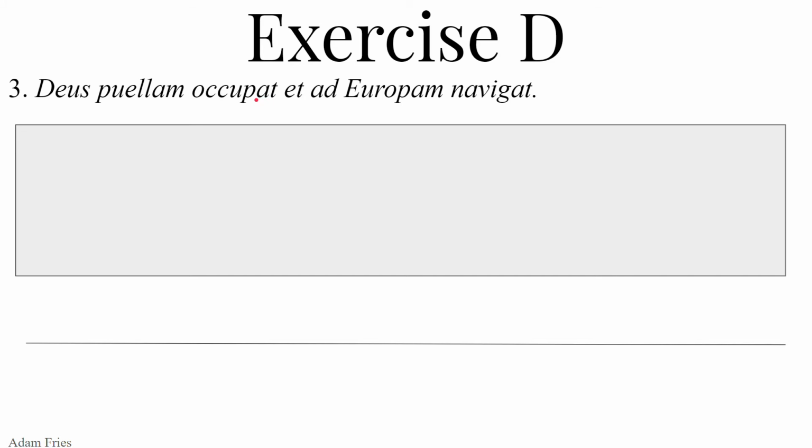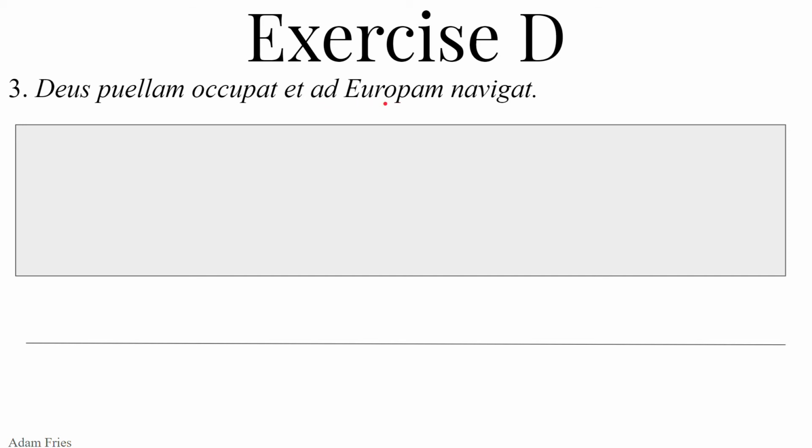So the subject does the action of this verb. The god seizes, puellam, and then the direct object, the girl. Oh no, I wonder if her name was Europa. Et, and, conjunction, ad. Ad is a preposition meaning to or towards, and it takes the accusative case, Europam. Europa, I, feminine. This is the accusative motion towards with the preposition ad.